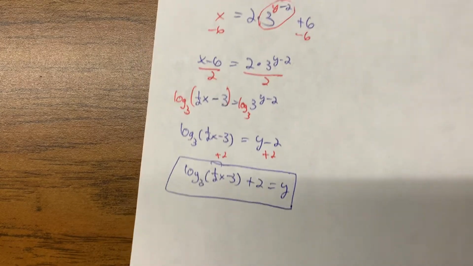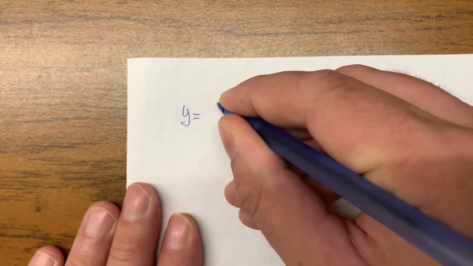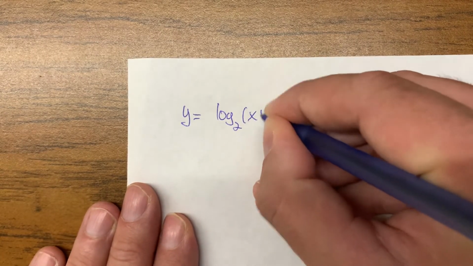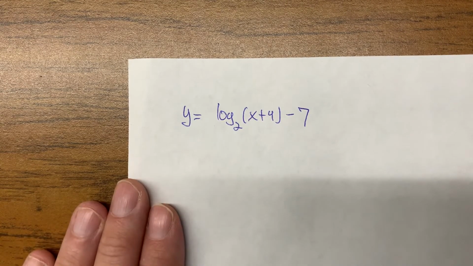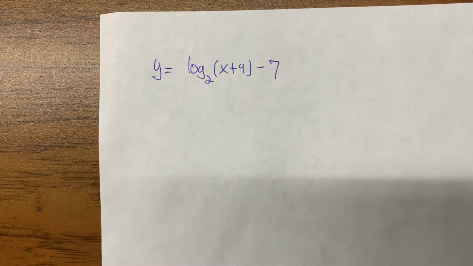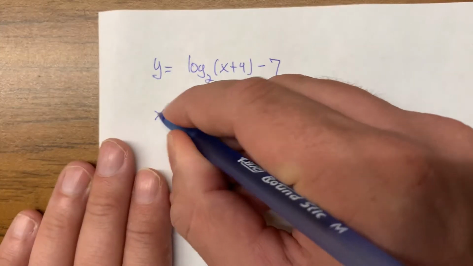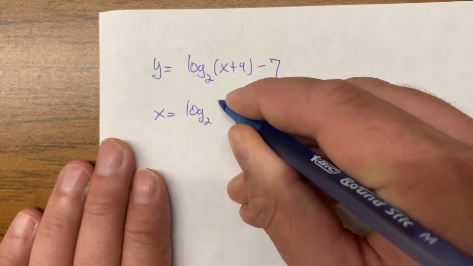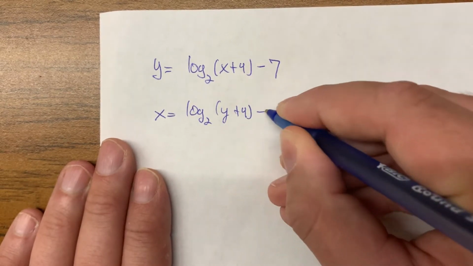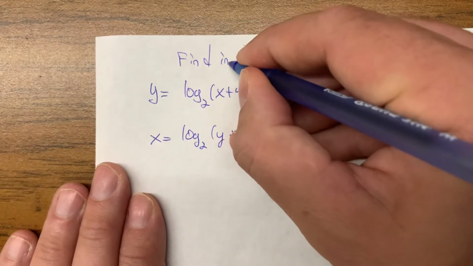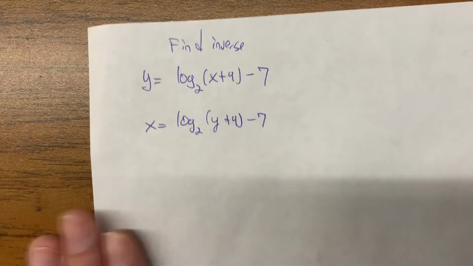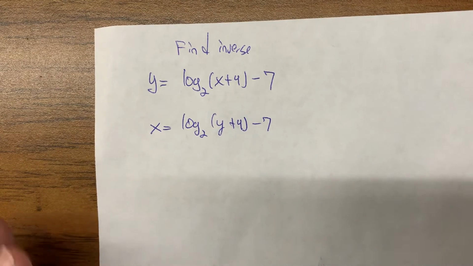All right, let's do a log one. Let's do y equals log base 2 of x plus 4, minus 7. And I think this should go super smoothly, but let's do it together. Let's make sure we're good. What should be our first step here? Hopefully we all know we switch the x and the y's, because we're finding the inverse. We are going to switch x and y's, and then what should our next step be?